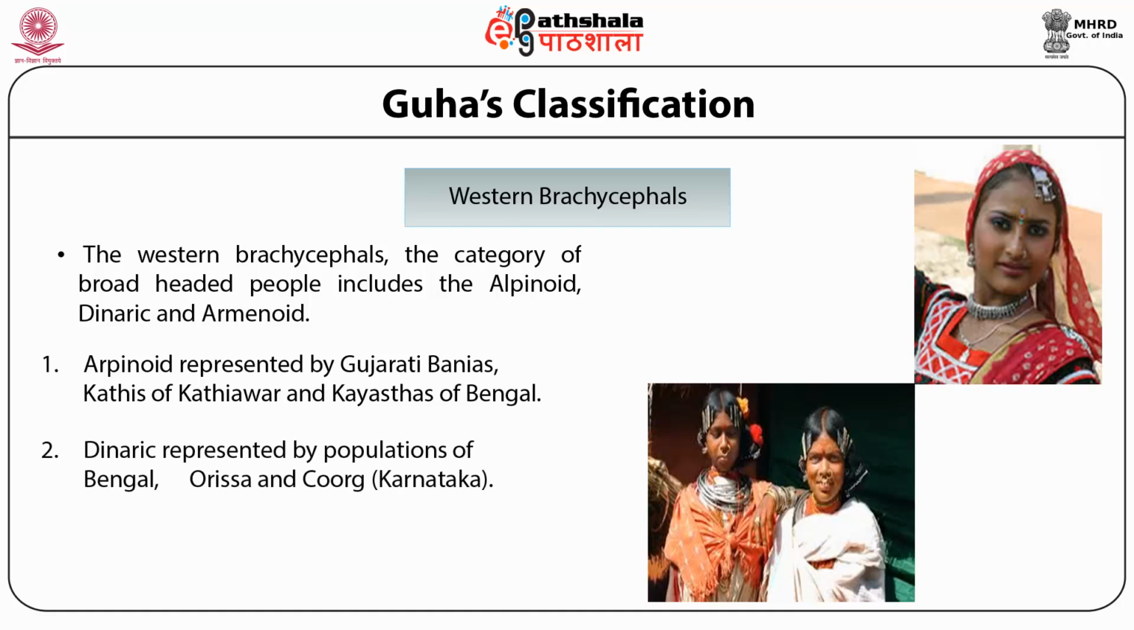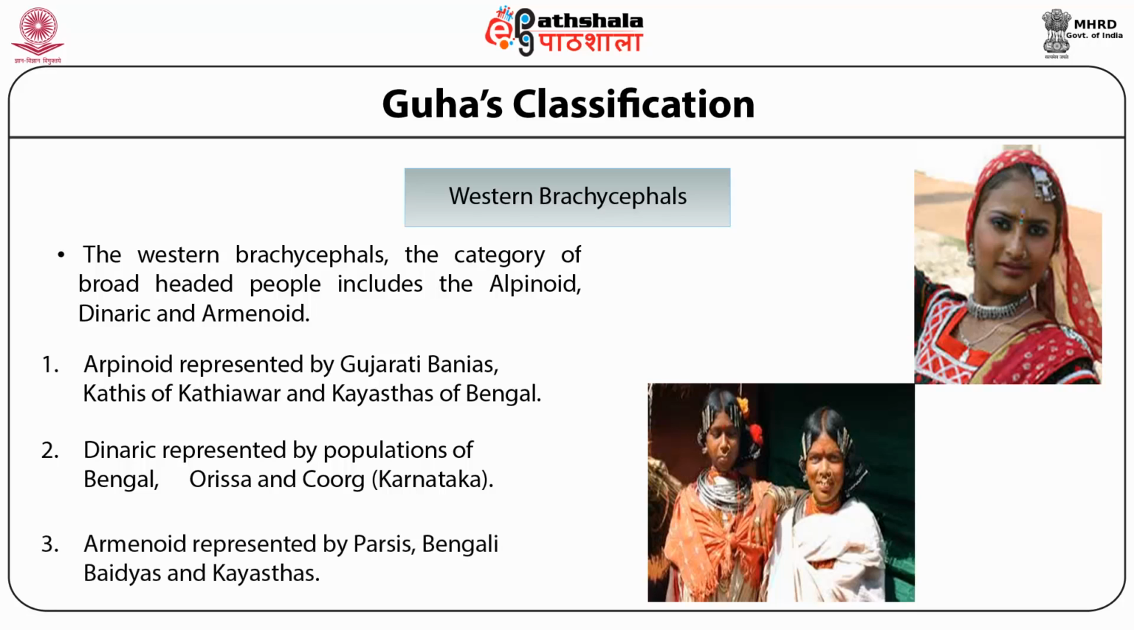Second subtype of Western Brachycephal is Dinaric. They are taller in stature with dark skin, hair and eye color. They are characterized by broad head with rounded occiput and high vault. Nose is very long and often convex. Face is long with forehead receding. This type is well represented in Bengal, Odisha and Coorg. The typical representatives include Bengali Brahmins and Kanarese Brahmins of Mysore.